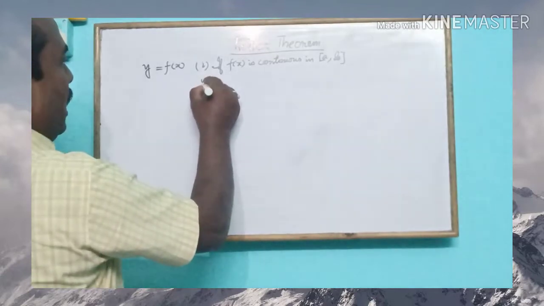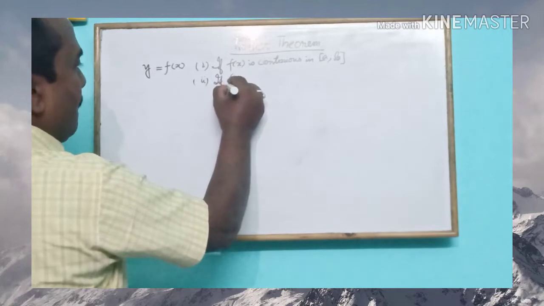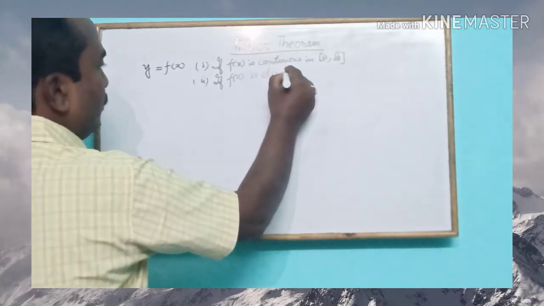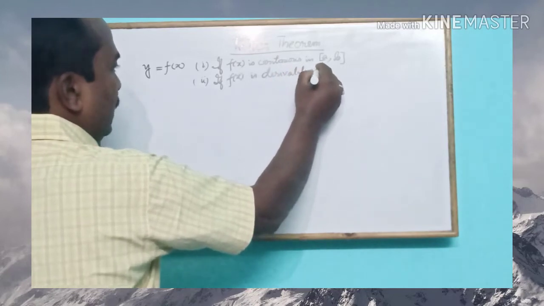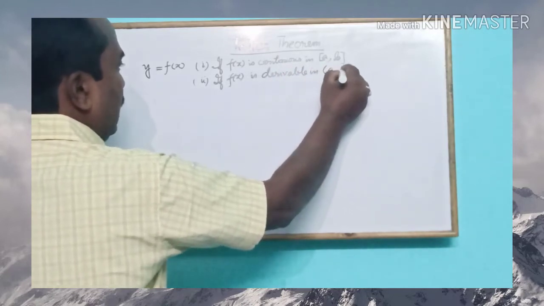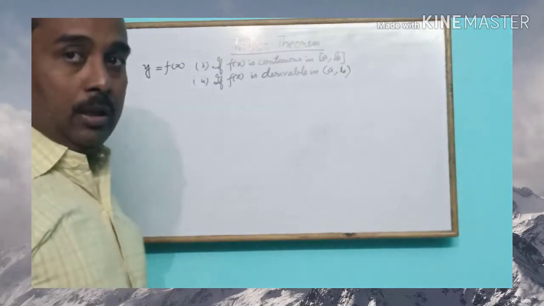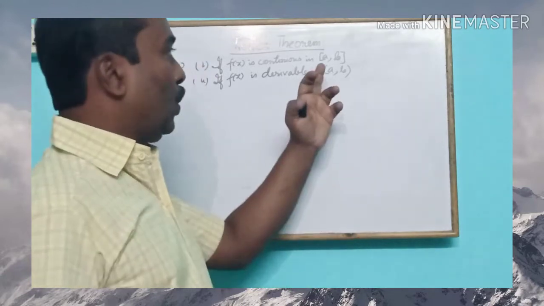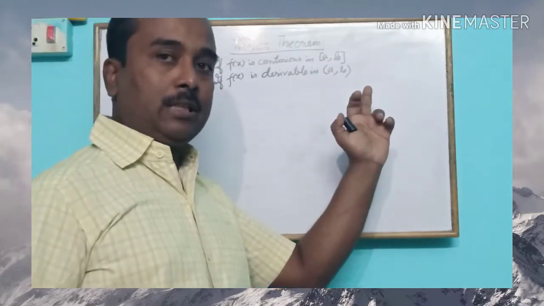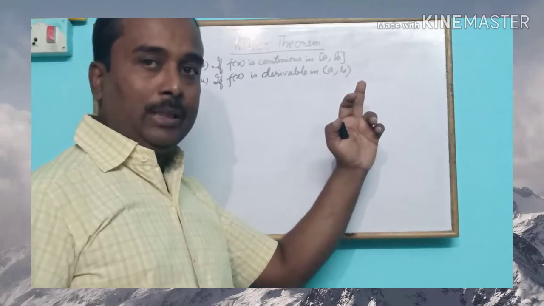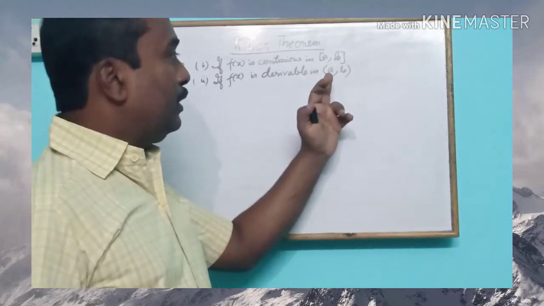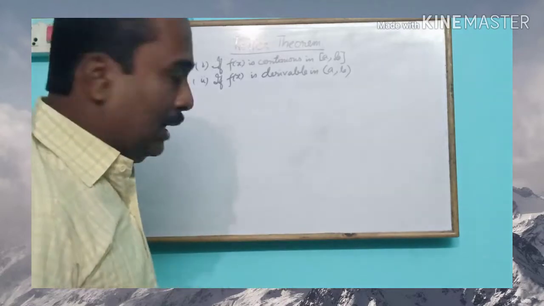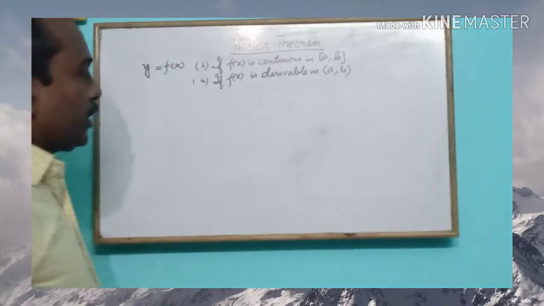Next, f(x) is derivable in the open interval AB. I suppose you all remember what is the meaning of closed interval and open interval. If not, let me recall. Closed interval means the points A and B both are included in the interval, and open interval means excluding the points A and B, all other points within the interval are taken for consideration.